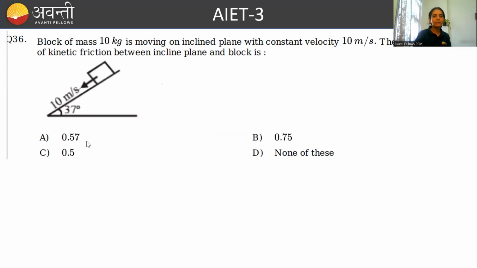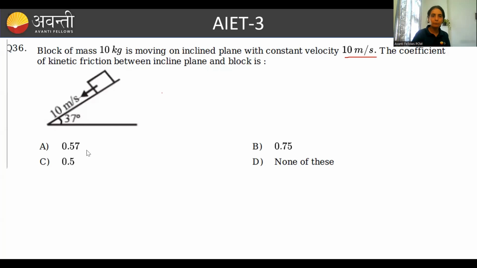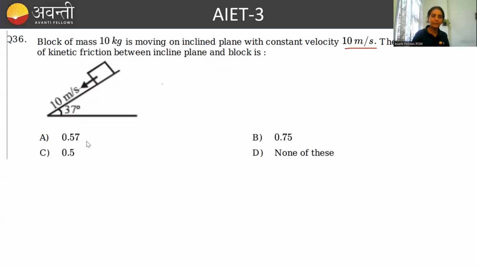Now let's do this question. There is a block of mass 10 kg and is moving on an inclined plane with constant velocity 10 meter per second. The coefficient of kinetic friction between the incline and block is. So first thing noticeable is what? This block is moving down with constant velocity. If something is moving with constant velocity, net force acting on it will be what? 0. So if net force acting on it is 0, it means on this body, mg will act downward and one component of mg will act in this direction, and that will be your mg sin 37.